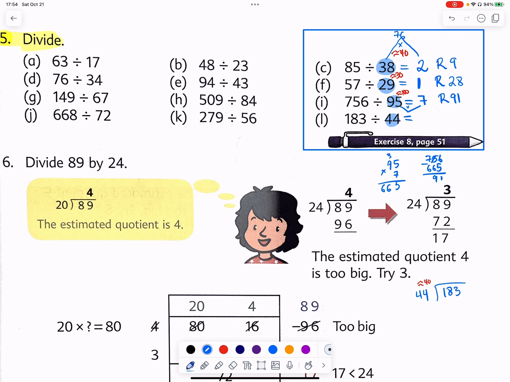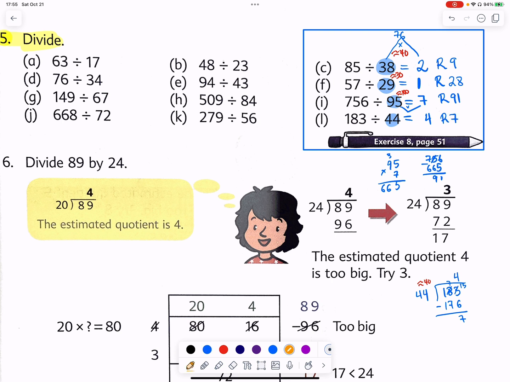Well, we know 40 times 4 is 160. So let's go like that, 4 times. Let's multiply 44 times 4. 4 times 4 is 16. 40 times 4 is 160. 176. To find the remainder, we must subtract. 13 minus 6 is 7. And that's it. It is 4, remainder 7.